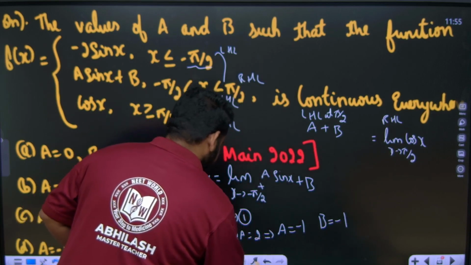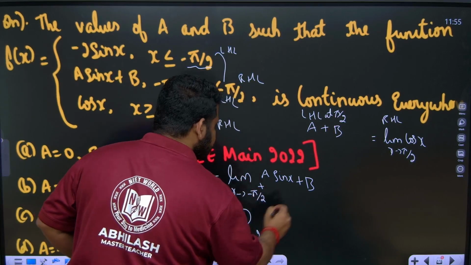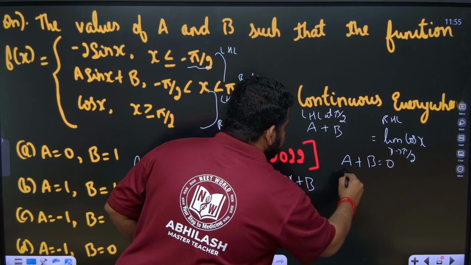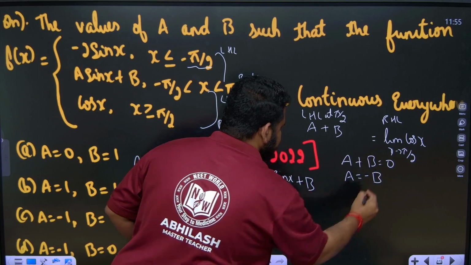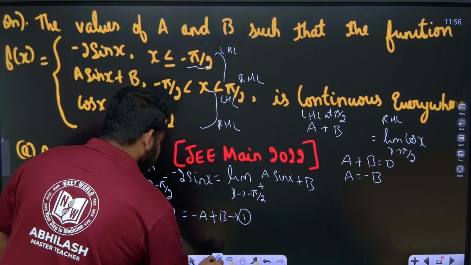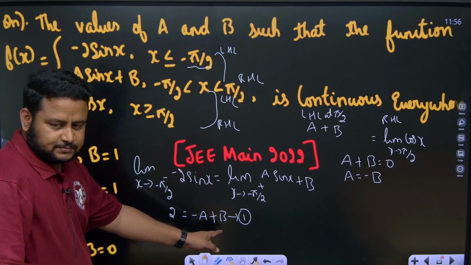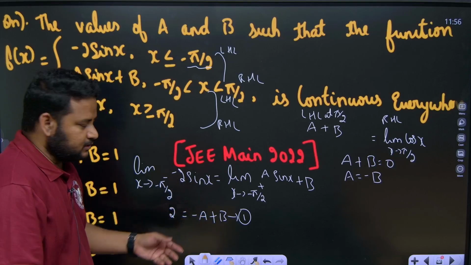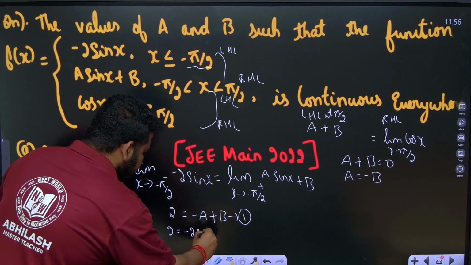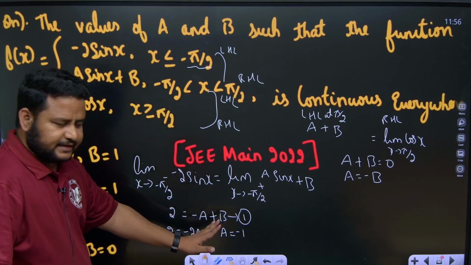Okay, just a minute, this is totally fine. I will get a plus b is equal to 0, so a is equal to minus b. So what will happen to this? This will become a is equal to minus b, or b is equal to minus a. This will remain the same, so minus 2a is equal to 2. So this implies a is equal to minus 1. Okay, we got a is equal to minus 1.